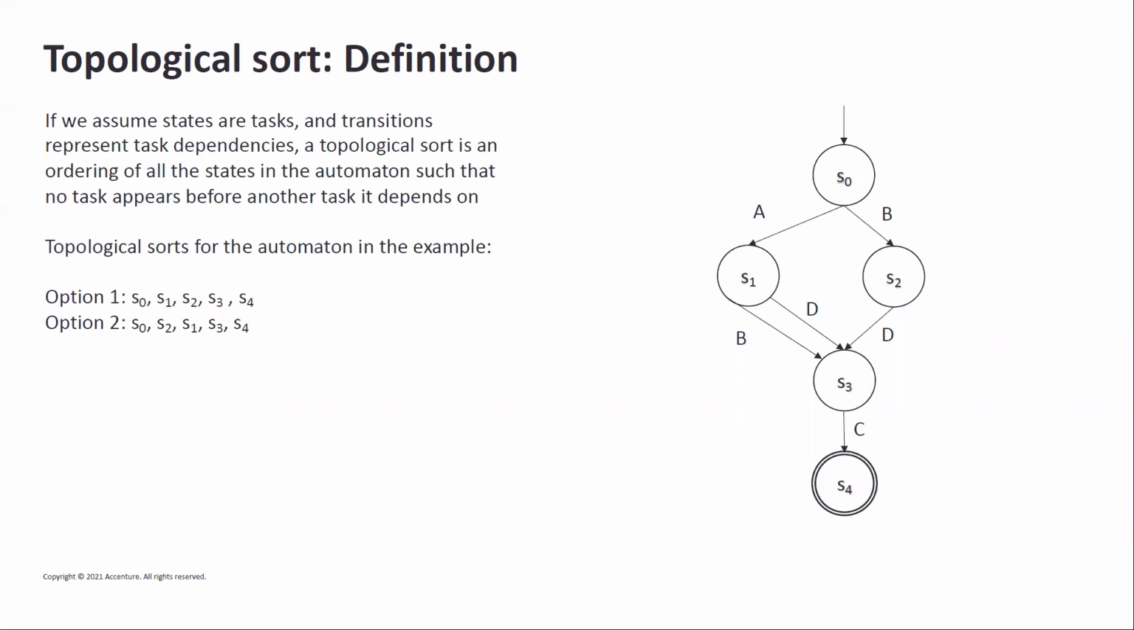And so to be able to efficiently transfer the data, like for example, the transition frequencies from the original NFSA to the minimized DFSA, we compute a topological sort. So what this is, if we assume states are tasks and transitions are task dependencies, we must order the tasks so that no task appears before one it depends on. So for this automaton, there are 2 options for the topological sort. They're S0, S1, S2, S3, S4, or S0, S2, S1, S3, S4. So for example, you cannot traverse to S3 until both S1 and S2 have been visited.